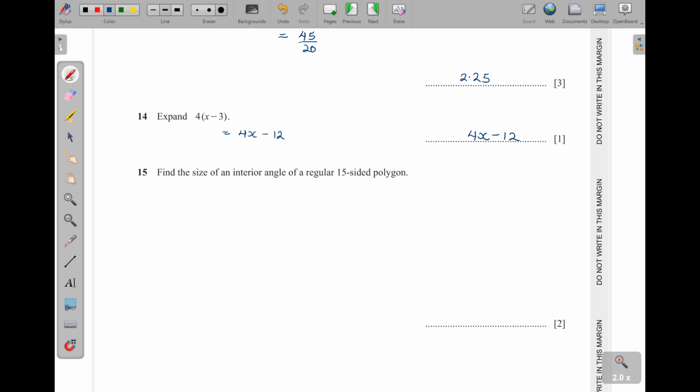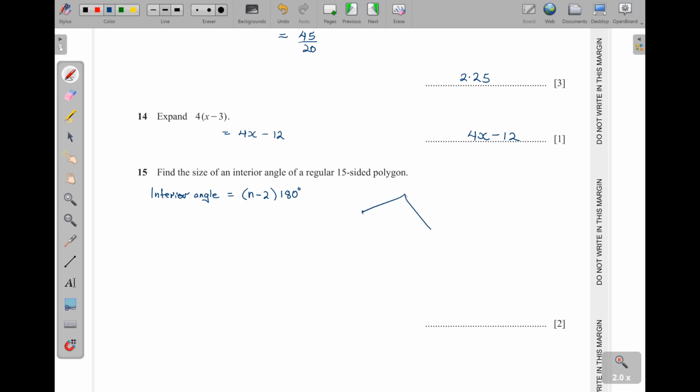15, find the size of an interior angle of a regular 15-sided polygon. There are like 3 ways you can do this. Number 1, the interior angle of a regular polygon is going to be equal to the sum of the angles in the polygon, which is n minus 2 times 180, where n minus 2 represents the number of triangles we can get from that polygon.